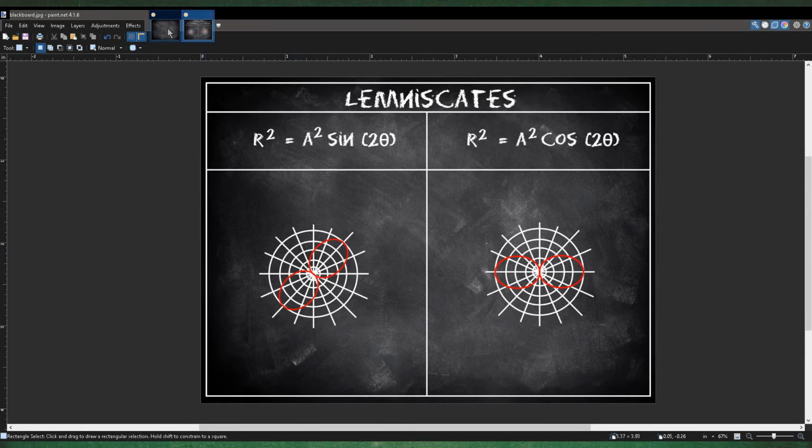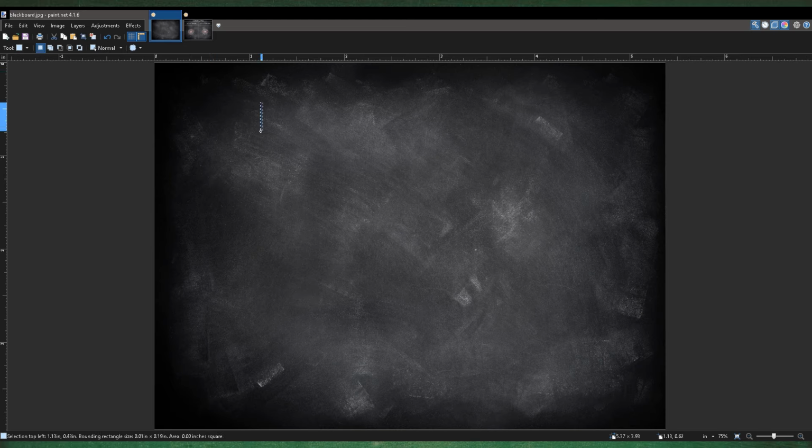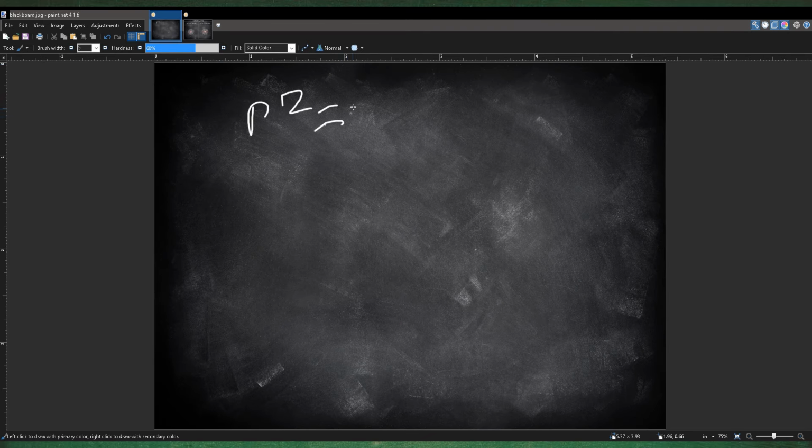So what you're going to do is, let's see, you have r squared is equal to, let's say 4, because that's 2 squared, and then you have sine of 2 theta. So it has to have 2 theta in there. And that's how you tell, because if you ever see anything in the coefficient, it's either a rose or a lemniscate. If it's a 2, then it's a lemniscate.